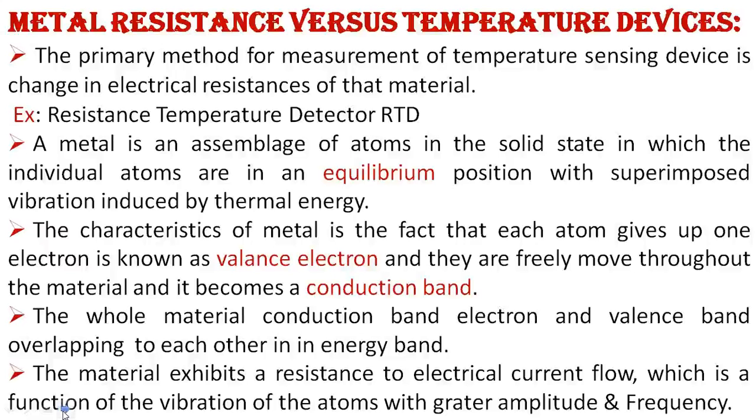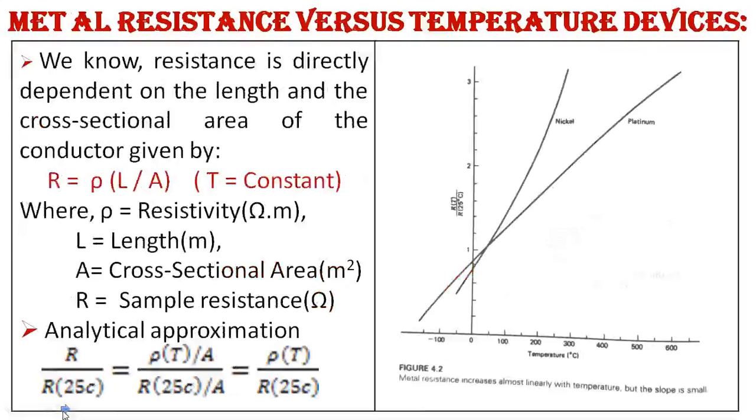amplitude and frequency. Now this diagram shows the metal resistance versus temperature devices. So here we have to know two metals are used, nickel and platinum, and as their temperature varies you will get their resistance. It is near about linear but actually not linear.